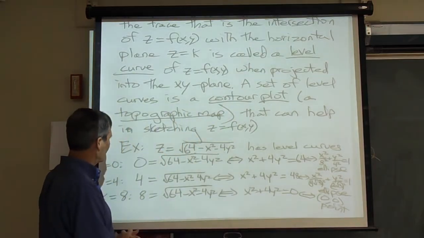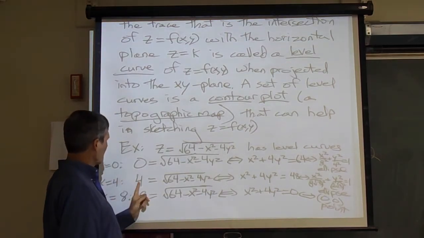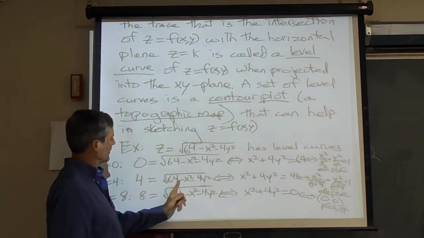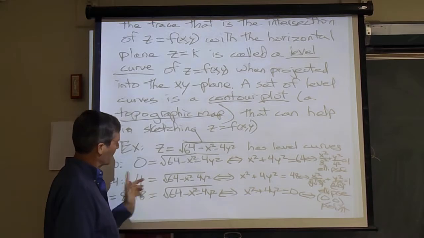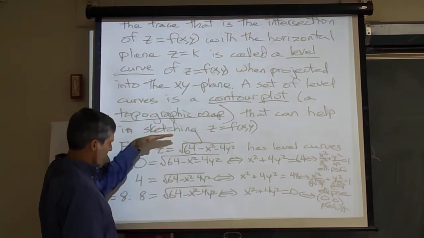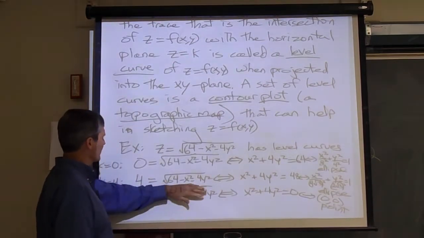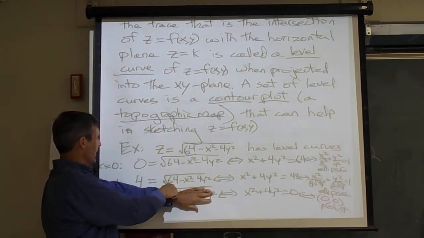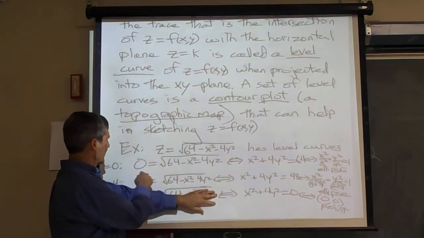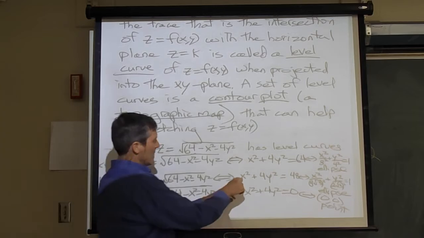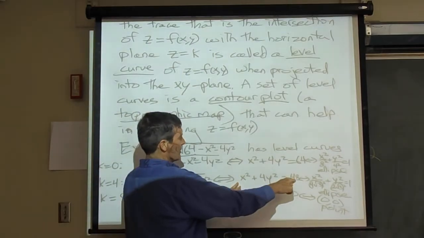We'll take the trace by putting k equals 4 and get 4 equals square root of 64 minus x squared minus 4y squared within the z equals 4 plane, then project it down to the xy plane and get this contour. How do we figure out what that looks like? Let's square both sides again and divide by 16 this time. Now we'll get x squared plus 4y squared equals 48.